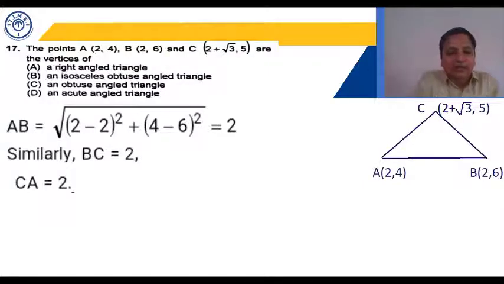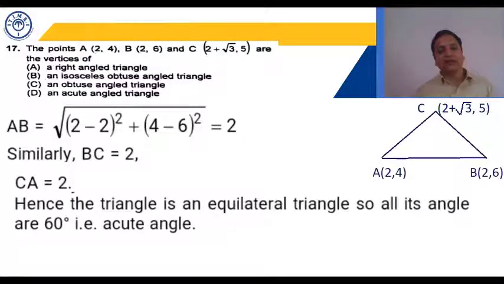Now in a triangle, if all three sides are equal, the triangle is called an equilateral triangle. In an equilateral triangle, all three sides are equal and all angles are 60 degrees. So we simply say hence the triangle is an equilateral triangle, and in an equilateral triangle all its angles are 60 degrees, that is, acute angles.